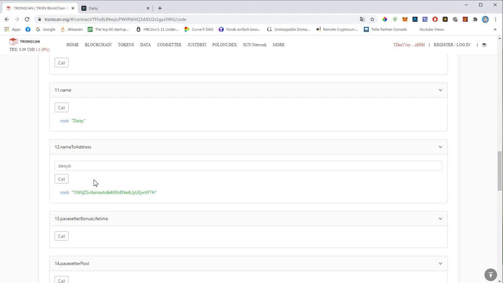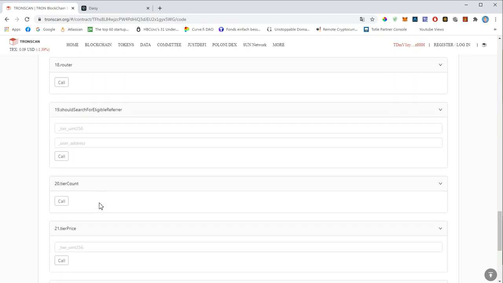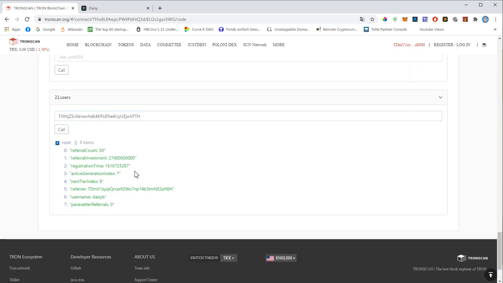"Please support me. Please help me," right? So the best way to verify if that person is in your team is to ask for the username or the Tron address. If you have the username, you just enter it here and you get the Tron address. Then you scroll down below and enter this address, and that will give you some useful information, like how many referrals this person has and how much those referrals have contributed.